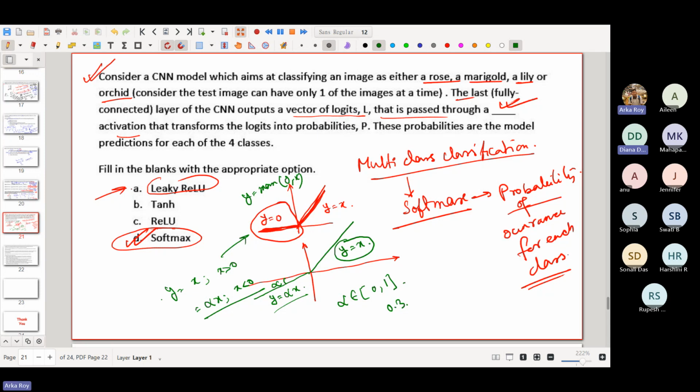Sir, I got it. Okay, yes, I understood. They will take the negative side as alpha x, whereas in ReLU we take it as 0 only. Yes, correct.